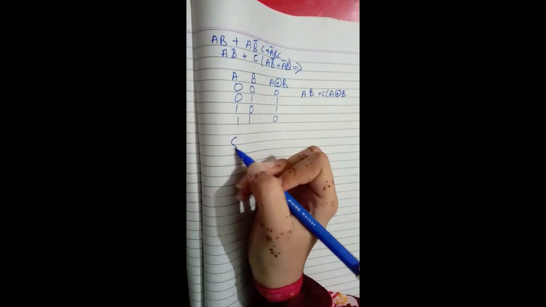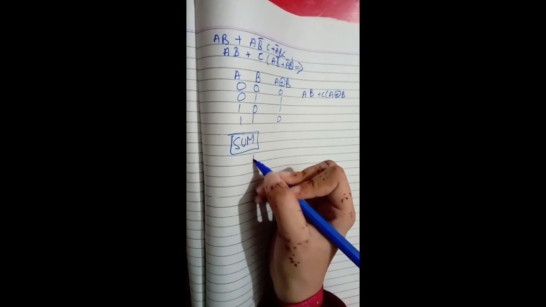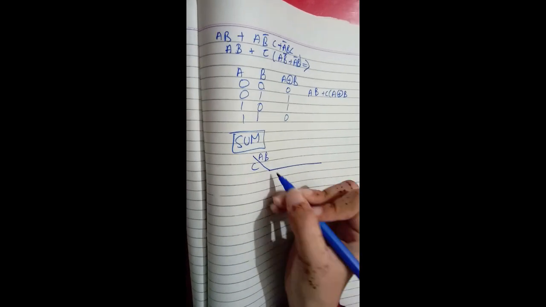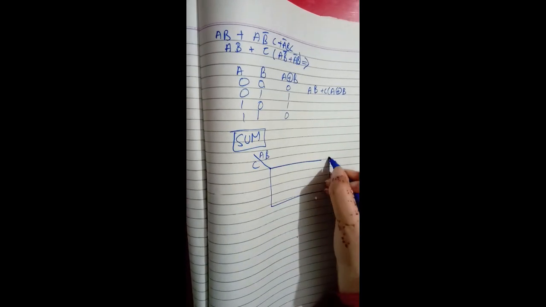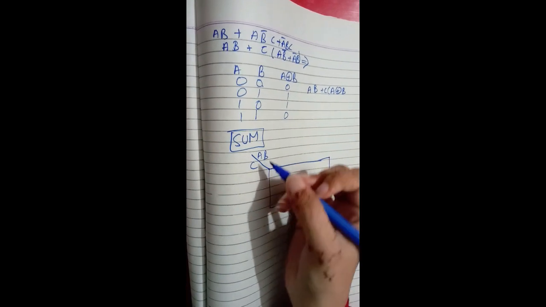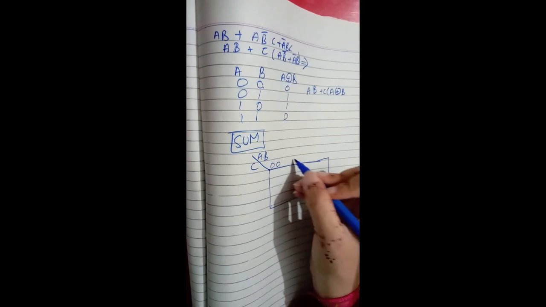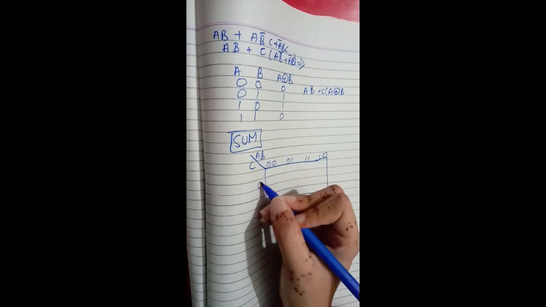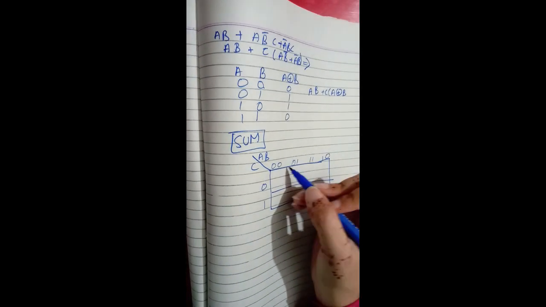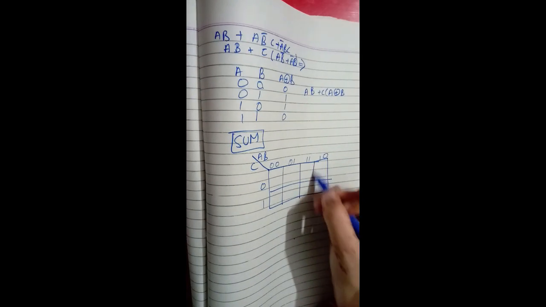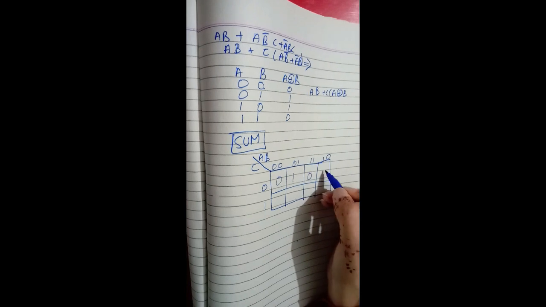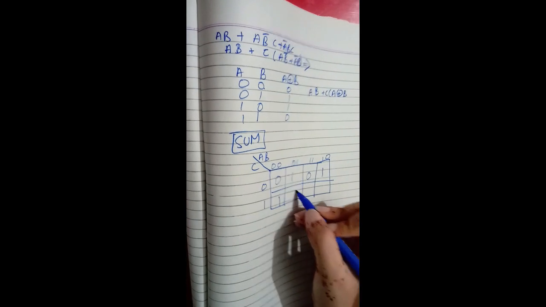Now for the sum, you will fill the blocks from the table we drew before. So there are 3 inputs A, B, C, with A B as 00, 01, 11 and 10, and for C we have 0 and 1. The results we have from the table are these.